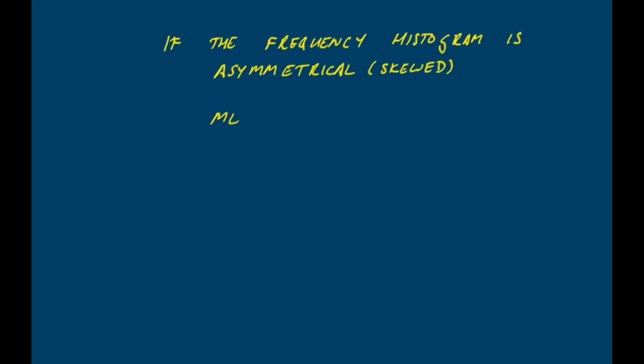If you have an asymmetrical frequency histogram, however, then your mean will not be equal to your median, which will also not be equal to the mode. So if there is skew in your data set, then you'll find that these values are not the same. And it's worth just taking a minute to think about why that might be.